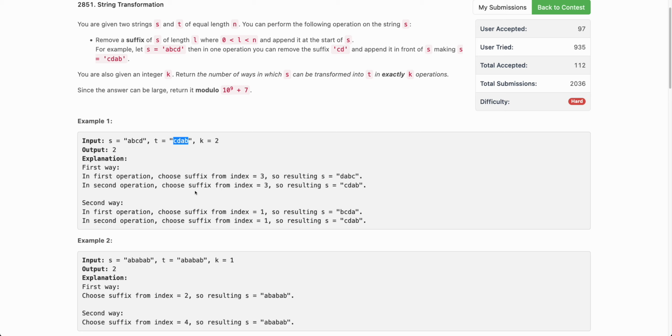Another way could be you start from the suffix with index 1, so bcd, and append it to the front. So bcda would be the resultant string, and again you start from index 1 and the resultant string would be cdab, which is equal to t. So you can try other combinations, and there are no other combinations in which you will be able to obtain t from the given string s in exactly 2 operations, and hence the answer here is 2. So hope the problem statement is clear.